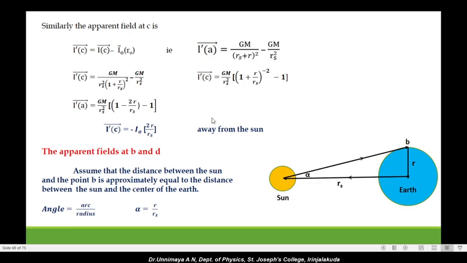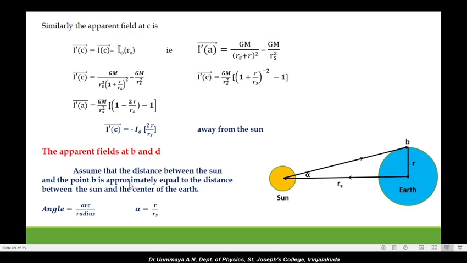അപ്പോൾ നമ്മൾ രണ്ട് പോയിന്റ്സിലാണ് കൺസിഡർ ചെയ്തത്. A എന്ന് പറഞ്ഞ പോയിന്റിലും C എന്ന് പറഞ്ഞ പോയിന്റിലും, സണ്ണിന്റെയും എർത്തിന്റെയും ആക്സിസിന് ഹൊറിസോണ്ടൽ ആയിട്ട് വരുന്ന എർത്തിന്റെ സർഫസിലുള്ള രണ്ട് പോയിന്റ്സ് A-യും C-യും നമ്മൾ എടുത്തു. Now we are going to find out the apparent fields at the point B and D.